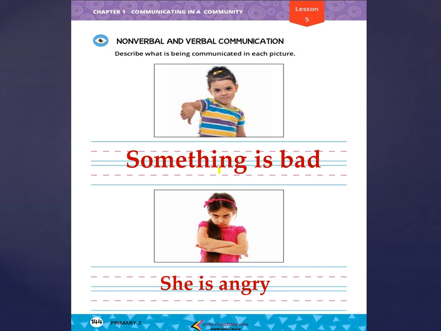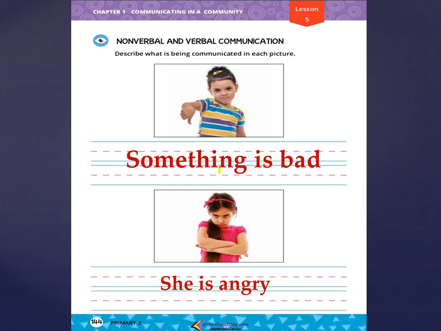Okay, now we will talk about non-verbal and verbal communication. Okay, in this page, open page number 144. In this page we will describe what is being communicated in each picture. What do you think about trying to look at the pictures and understand what they want to say? In the first picture, this girl is trying to say that there is something bad. She doesn't like it, she sees it as bad.